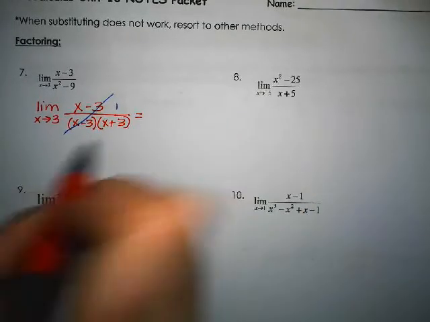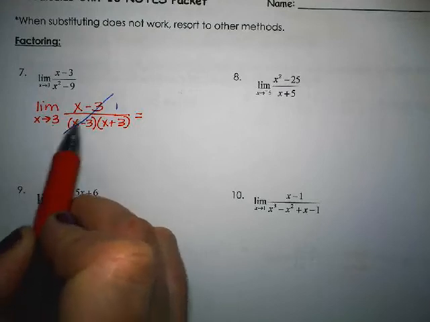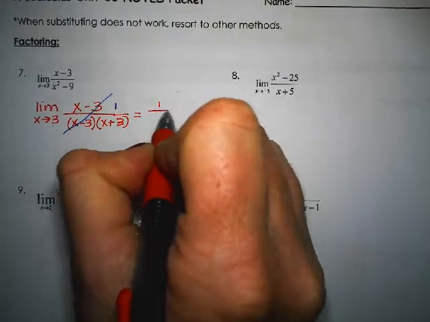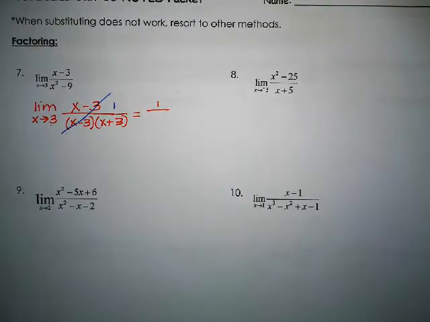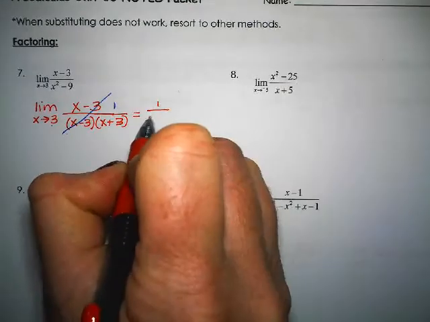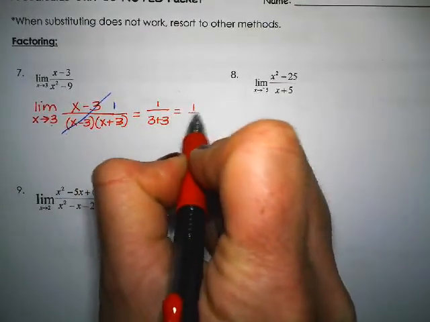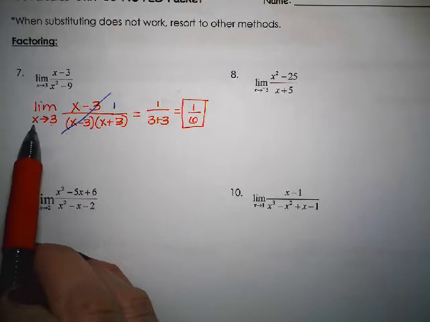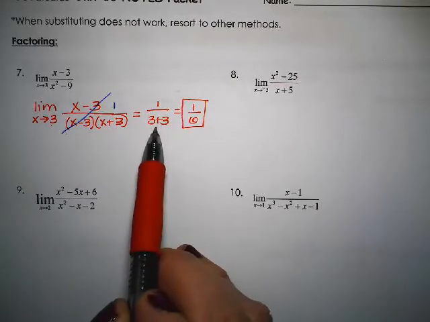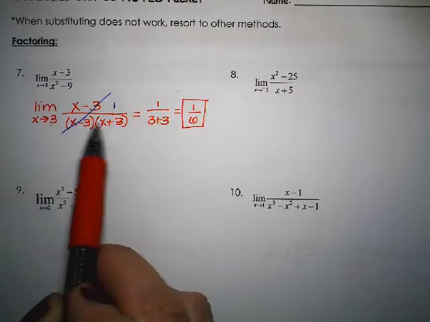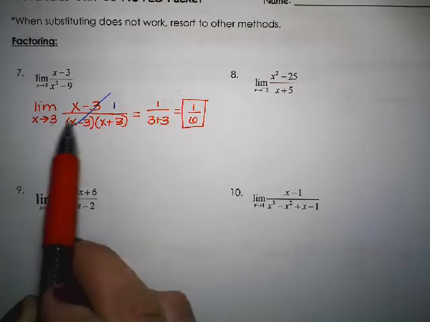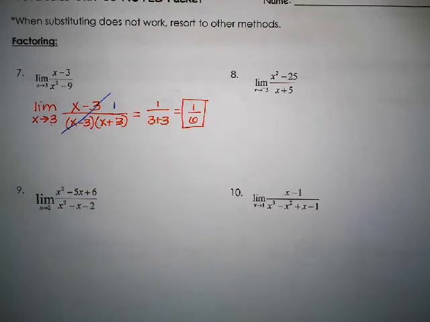And now I'm ready to plug in. Now I've eliminated that part of the bottom that was the problem, and I'm ready to plug in. If I plug in, I don't need to write the word limit anymore. Numerator's 1. The denominator is 3 plus 3, and my answer is 1/6. So just to be clear, you have to keep writing the word limit until it's time to plug in. Basically, if you ever have x's still in there, you better have the word limit in front. As soon as you substitute in, you no longer need the word limit.